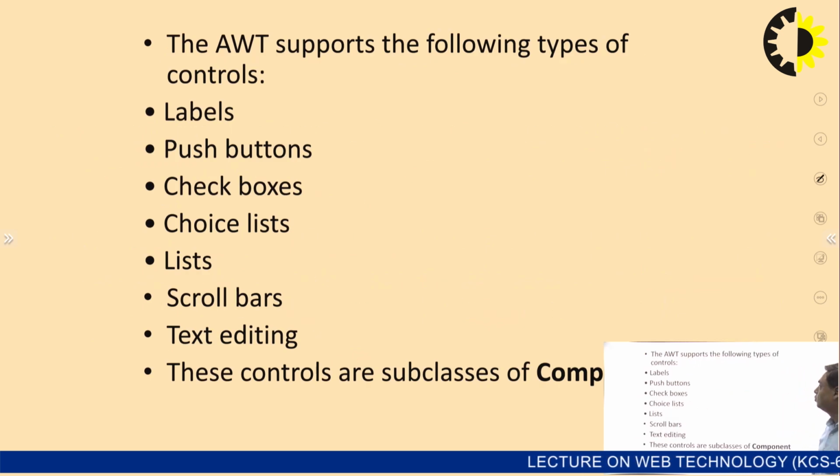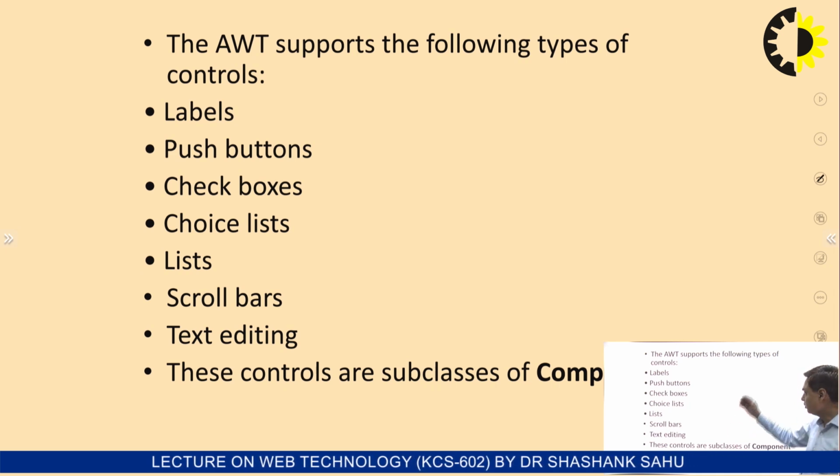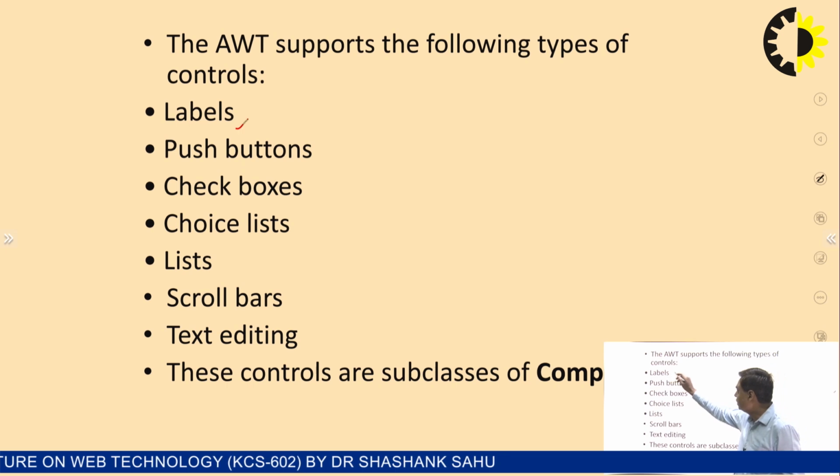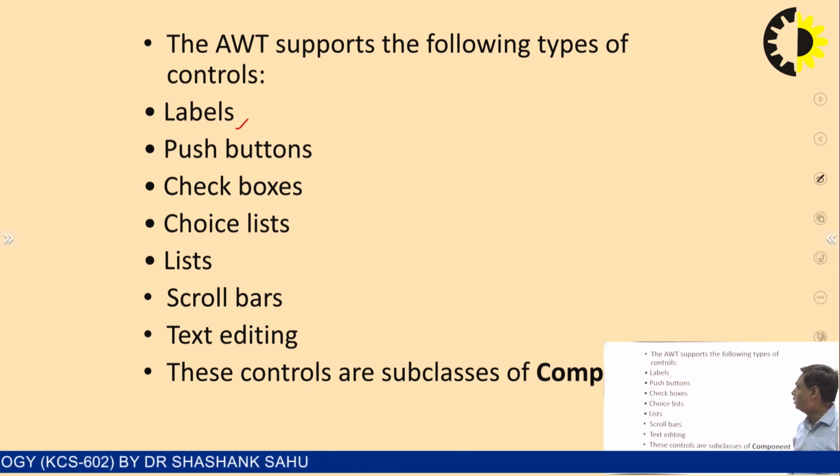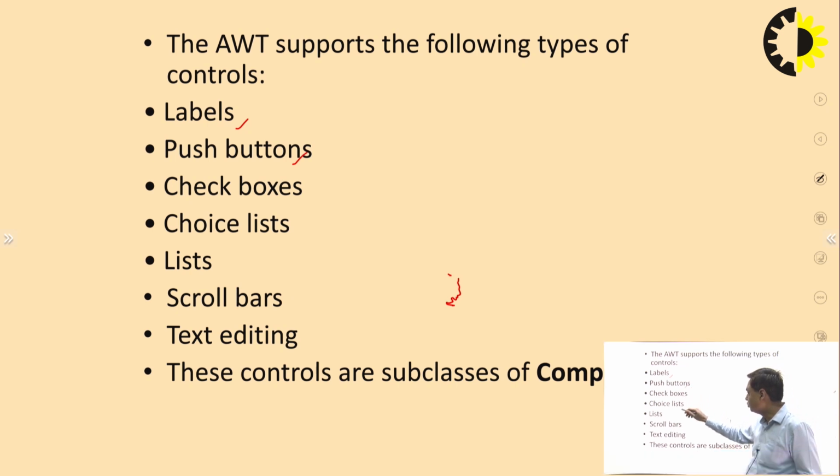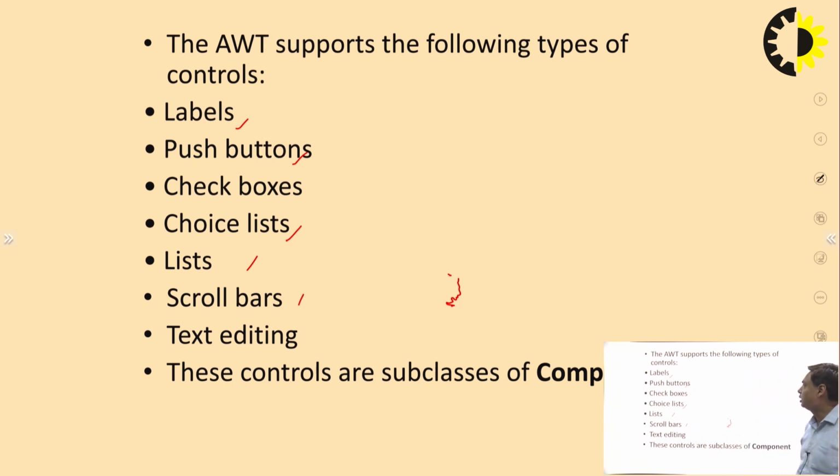Now, what are the AWT controls which are supported by these AWT classes? Some common controls are available. We have the label, very simple: if you want to write something just in front of or before the text box, then we can use labels. We have buttons, check boxes, choice lists, lists, scroll bars, radio buttons, and text editors. There are many controls available, and a very important point to understand is that all these are classes. If you want to put a label in a Java GUI based application, then you need to create an object of the Label class. Basically these controls are subclasses of the Component class that we recently understood.